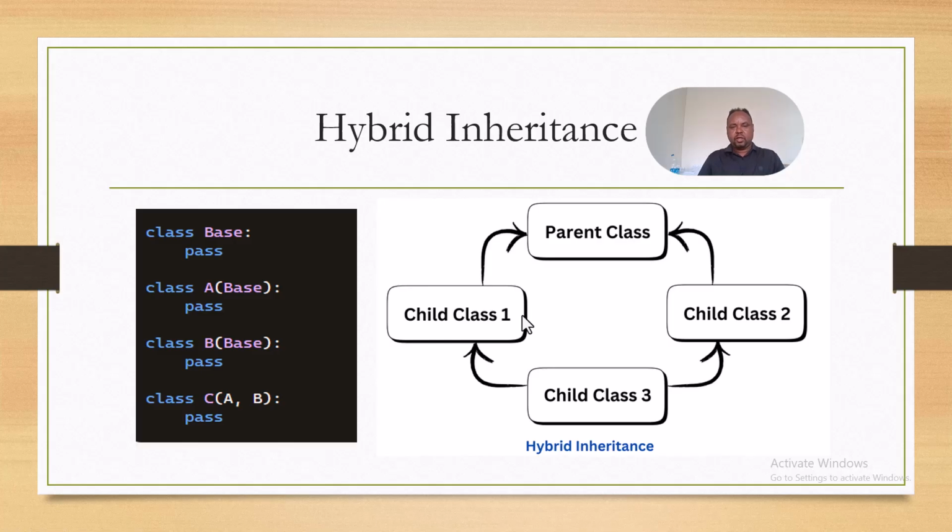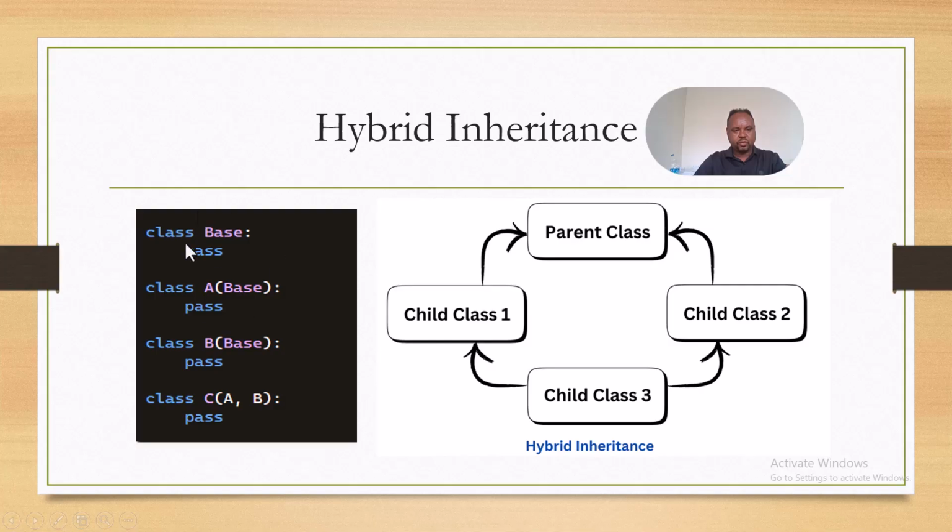The last form of inheritance is hybrid inheritance. Hybrid inheritance is a combination of the previous inheritance forms, a combination of multiple, multi-level and hierarchical forms of inheritance. For example, here there is one parent class, whereas child classes are more than one, where the third child class inherits from these two child classes directly, and in turn child class 1 and child class 2 inherit something from the parent class. This is hybrid inheritance.